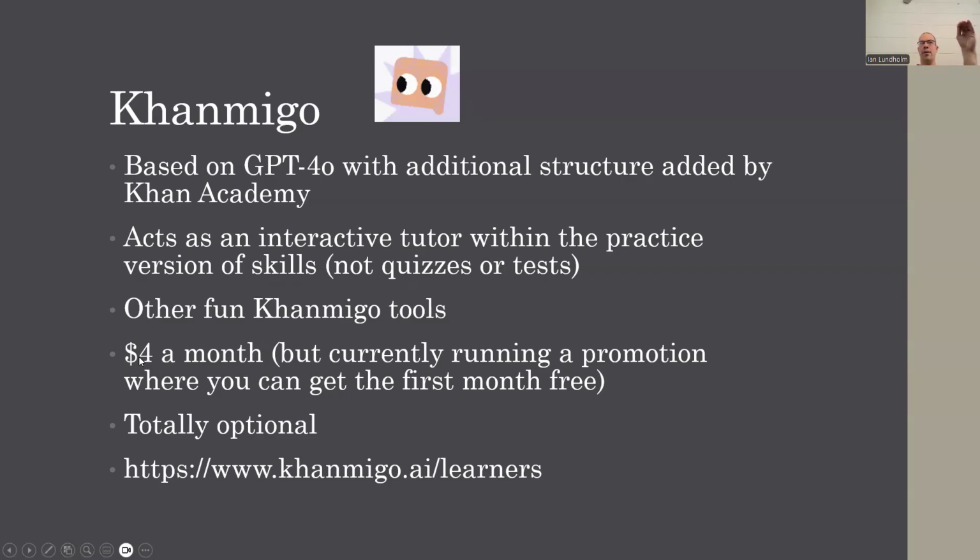Conmigo is cool because it's baked into the problems that you will actually be doing. Currently, there's a subscription of $4 a month, but there's a promotion where you can get a coupon and get the first month totally free. Since our class is only like a month long, you could use this AI for free. You'd have to sign up for it at conmigo.ai/learners, when you're logged into Khan Academy. This is totally optional, but it's kind of cool.